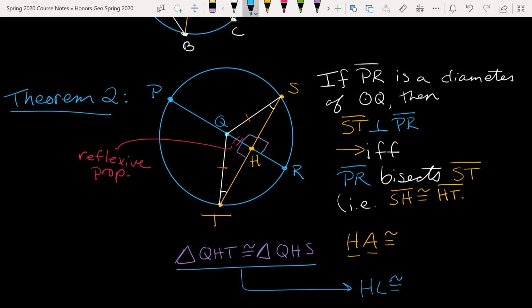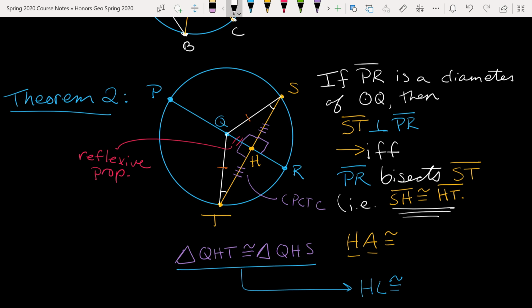This then allows us to reach our final conclusion that segments HT and HS are congruent to each other, just by CPCTC. And this was one of our statements that needed proving. We could go on one more step to say that PR bisects ST just by the definition of segment bisector, but I think we've gone far enough here.